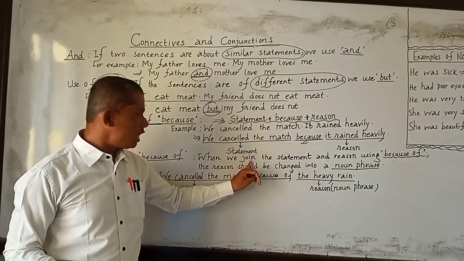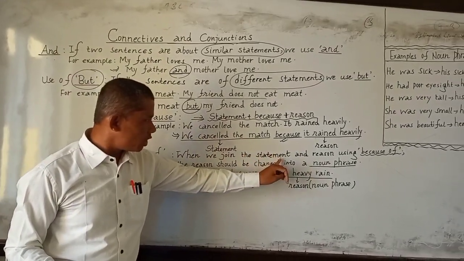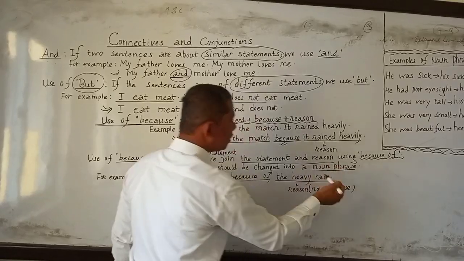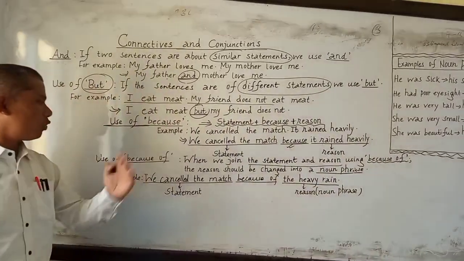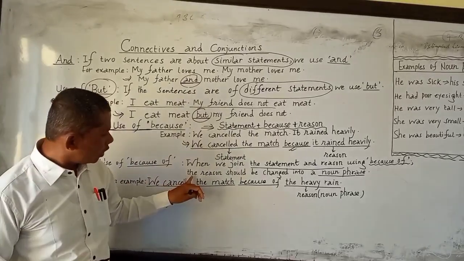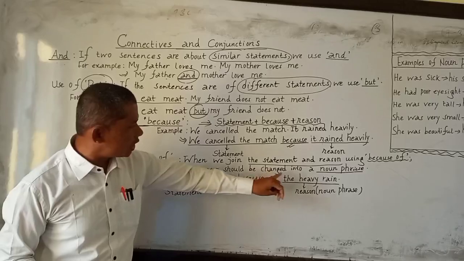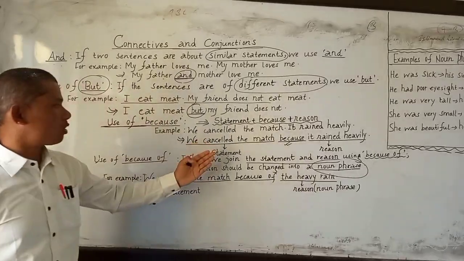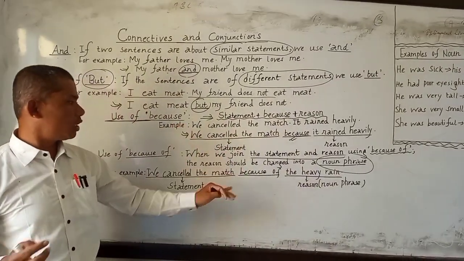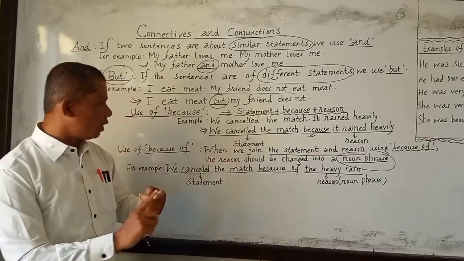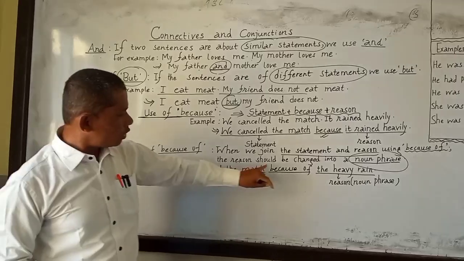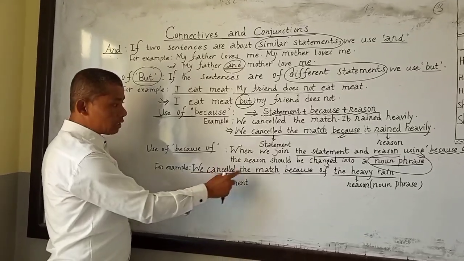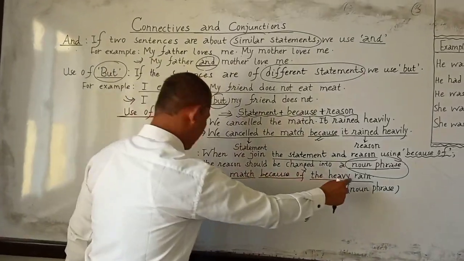Okay, now let's talk about the use of "because of". When we join the statement and reason using "because of", what we have to do is the reason should be changed into a noun phrase. When we use "because of" to join two sentences into one, the reason should be changed into a noun phrase. As for example, we cancel the match because of the heavy rain.